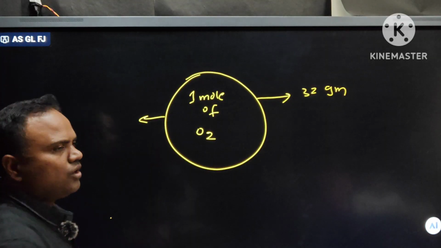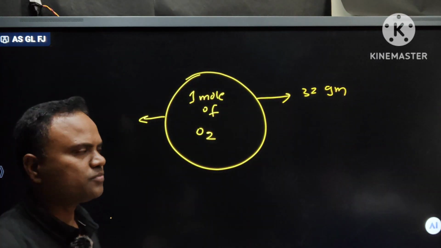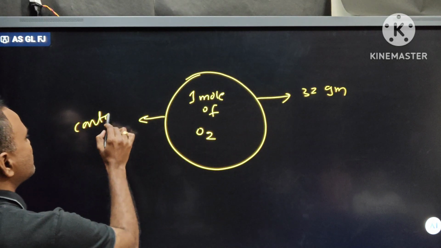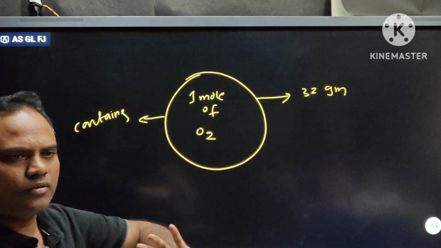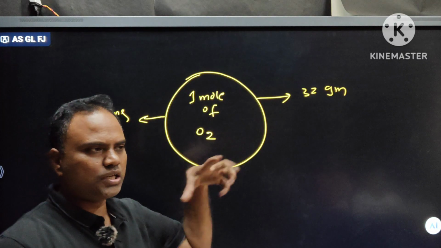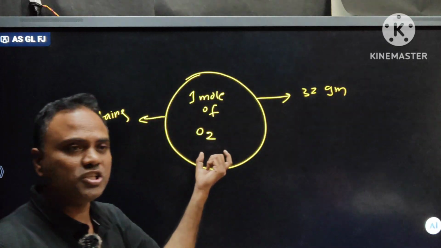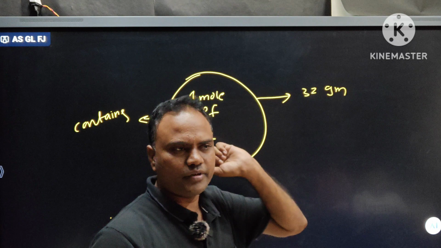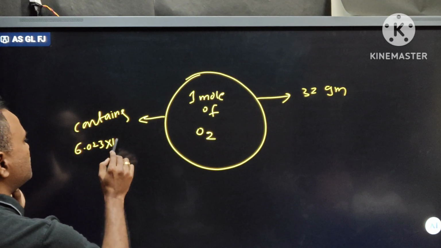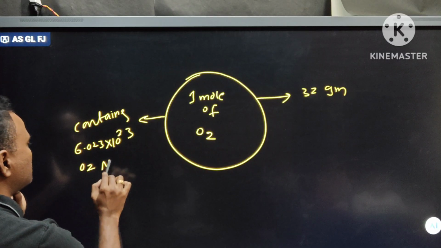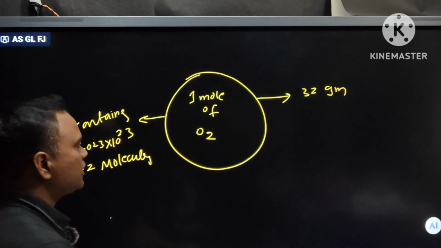Next, how many molecules are present in 1 mole of any substance? 1 mole means 6.023 contains. See this circle, inside the circle how much oxygen is there? 1 mole. Inside the circle 1 mole of oxygen is present. So what is the weight of the circle? 32 grams, because inside 1 mole is present. 1 mole weight is nothing but the gram molecular weight. In 1 mole how many molecules are present? 6.023 into 10 to the power of 23 O2 molecules are present.